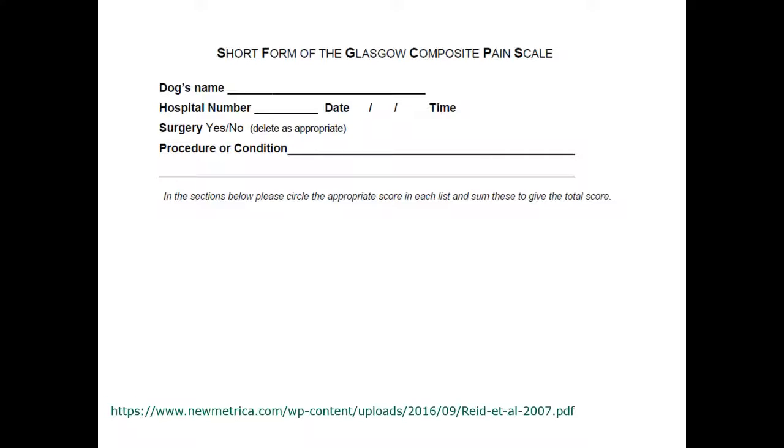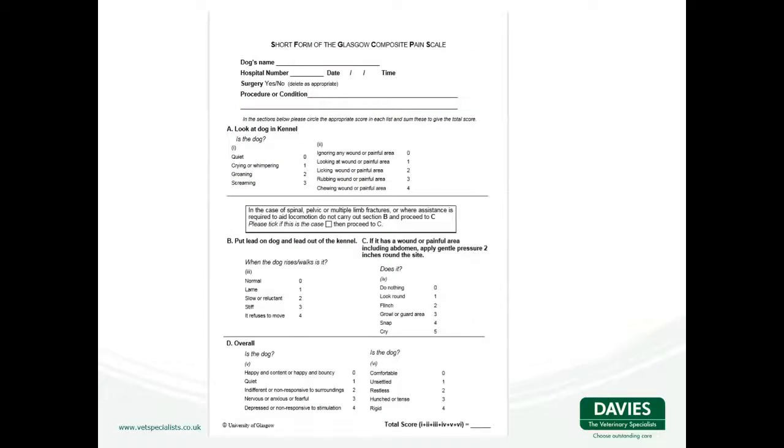That said, that does not negate the necessity for nursing skills, because you can interpret the behaviours you're seeing and they don't necessarily fit into a kind of categorical structure. So most of you will be familiar with this because it's been around a long time. It's the short form of the Glasgow Composite Pain Scale, and the download information is at the bottom. And what this is basically doing is asking you to assess the animal, in this case a dog, in a series of different ways, looking at the animal, looking at wounds, painful areas, how they are interacting with that wound or painful area.